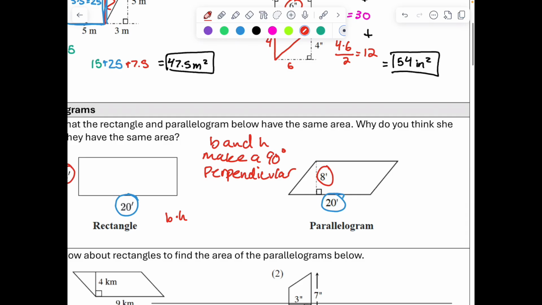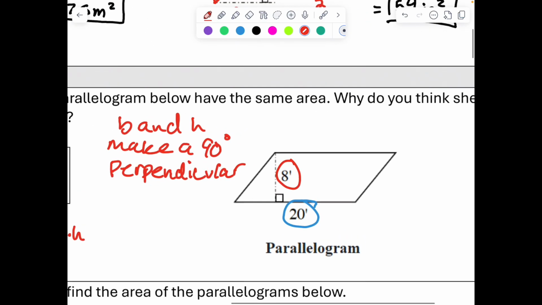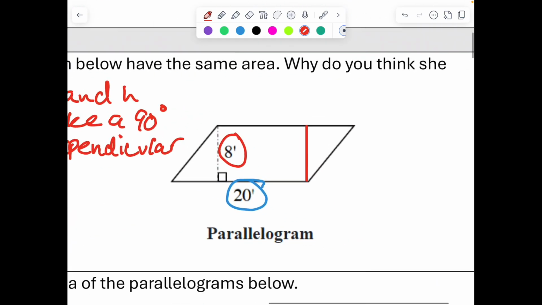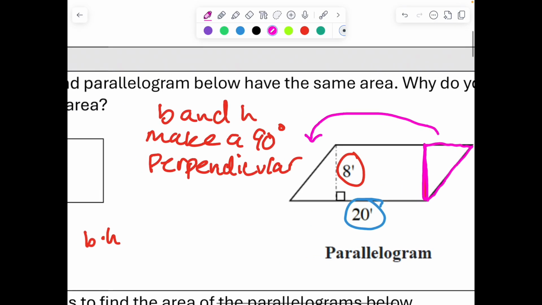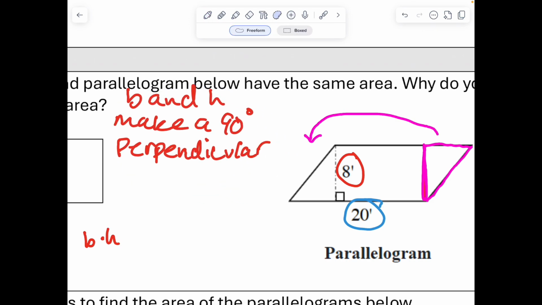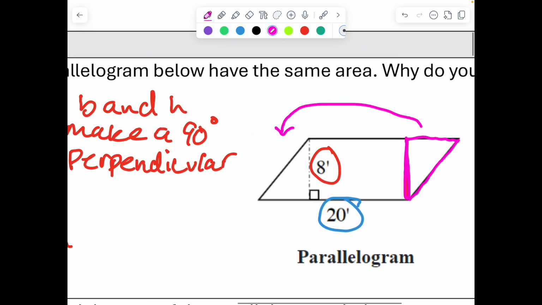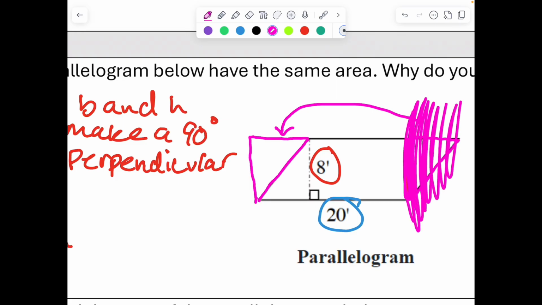If the area of a rectangle is base times height, maybe the area of this parallelogram could be the same, right? If we did what we did before where we were splitting it into a rectangle and 2 triangles, if we took this triangle right here and we simply moved it to be over here, okay? I'm gonna move this. If we simply moved that triangle and flipped it upside down and moved it over here, okay? So then I'm gonna cross that out, pretend we don't have that.